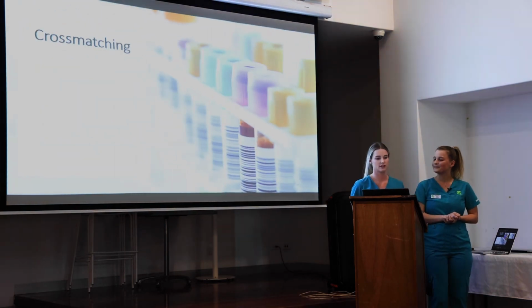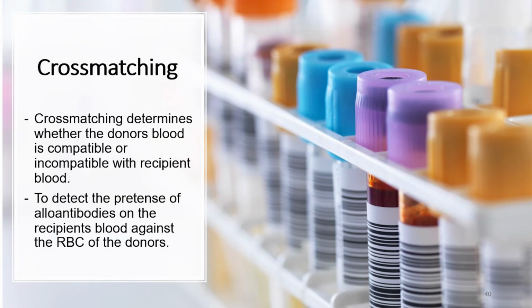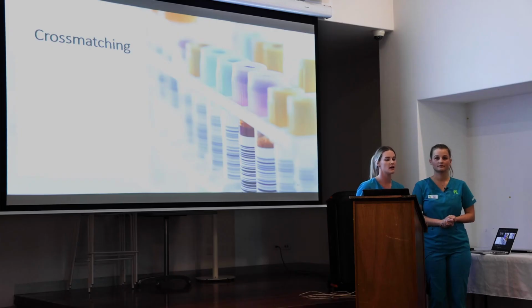Now we're going into cross-matching. Cross-matching determines whether the donor's blood is compatible or incompatible with the recipient's blood. A cross-match is performed prior to administration of a blood transfusion. The purpose of cross-matching is to detect the presence of alloantibodies in the recipient's blood against the red blood cells of the donor's blood. An incompatible transfusion can result in a severe reaction.